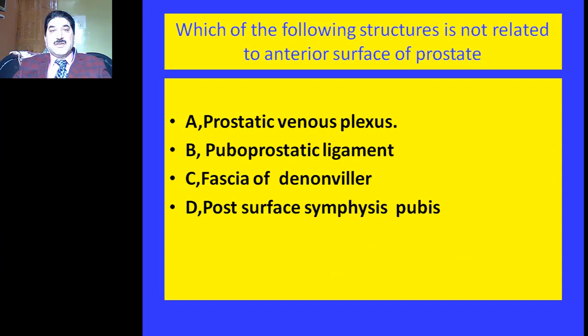Next question is: which of the following structures is not related to the anterior surface of the prostate? A is prostatic venous plexus, B is puboprostatic ligament, C is fascia of Denonvilliers, D is posterior surface of symphysis pubis. Obviously answer is C, fascia of Denonvilliers.